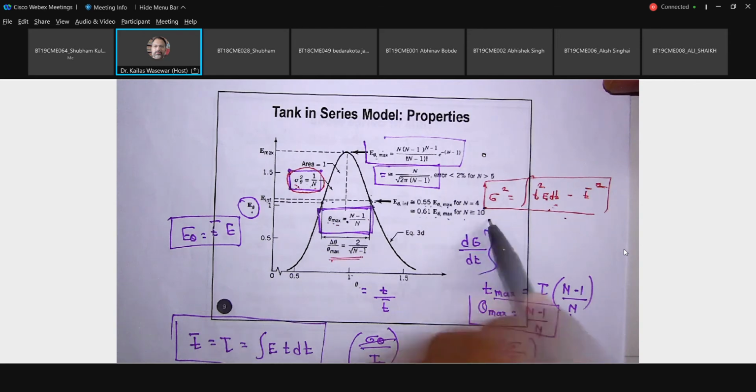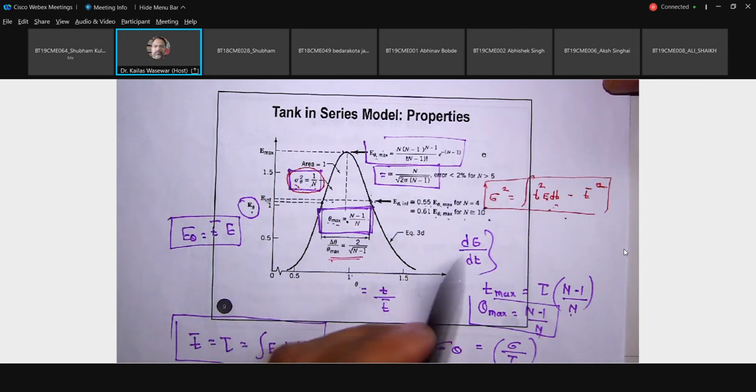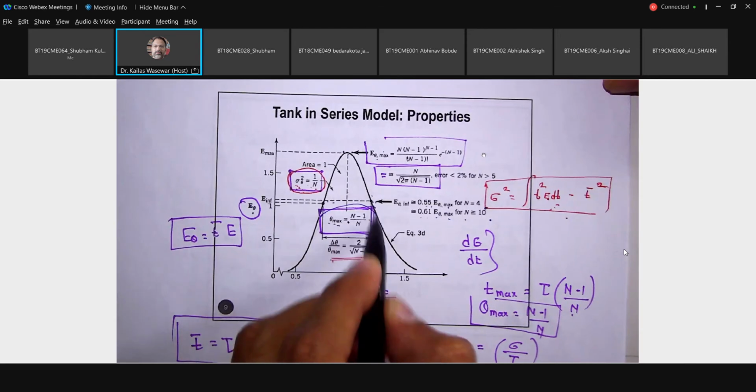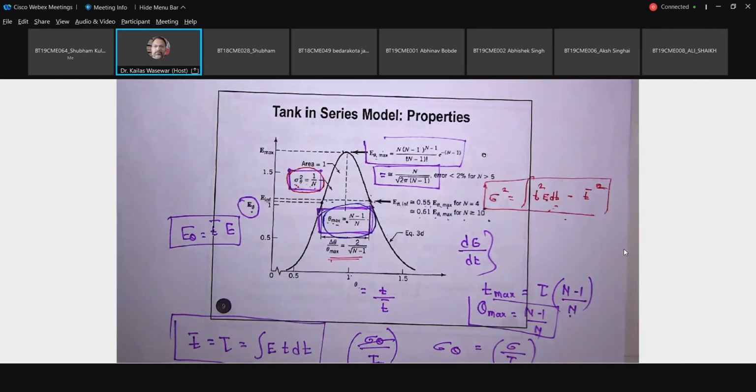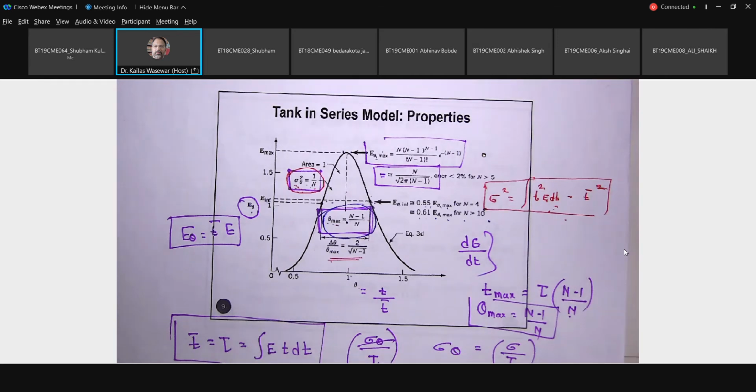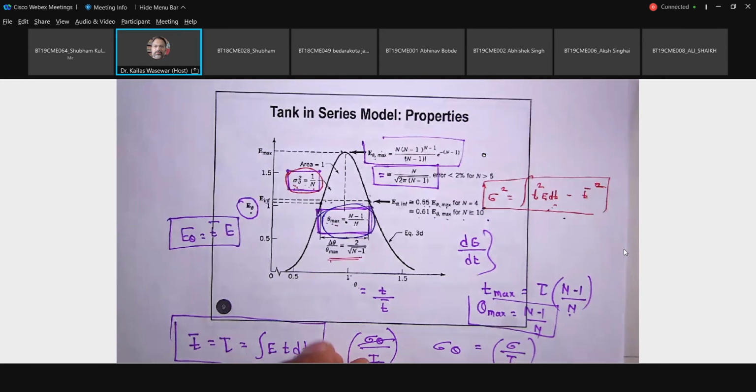So these are the various properties that we can get, but the important one is this one. These are the properties of the tanks in series model. I hope you can easily make the mathematical expression for tanks in series. If you are performing a first order reaction in tanks in series, what is the mathematical expression for this?